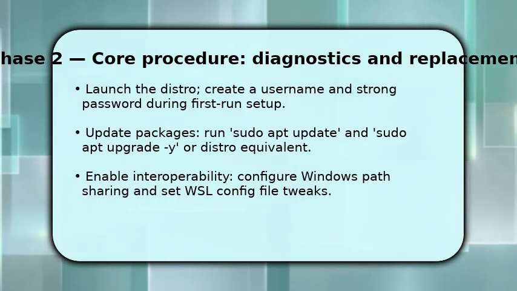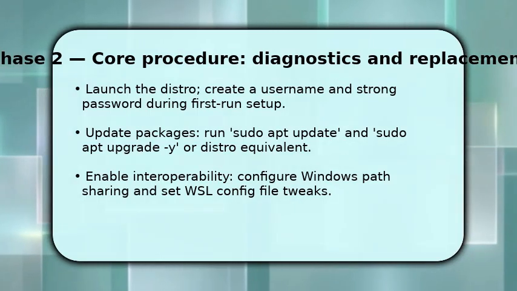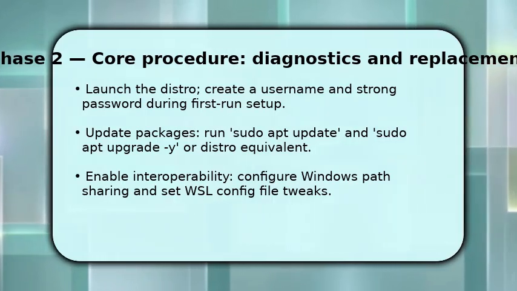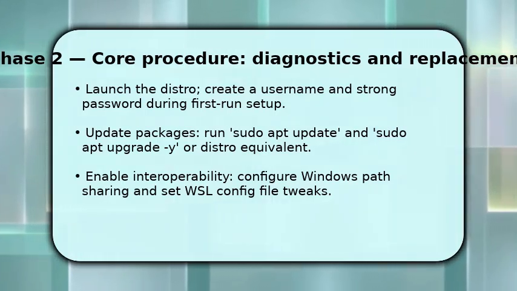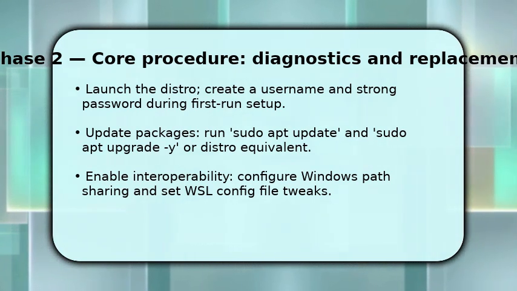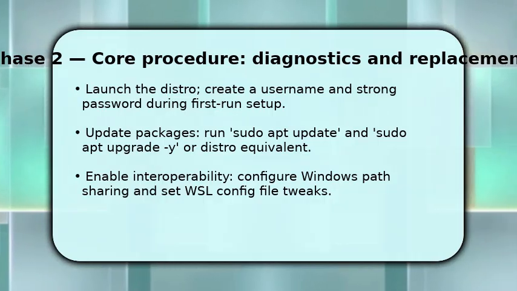After that, configure interoperability by checking /etc/wsl.conf and set options like automount and Windows path handling. This reduces surprises when calling Windows tools from Linux, and it streamlines file access and performance.